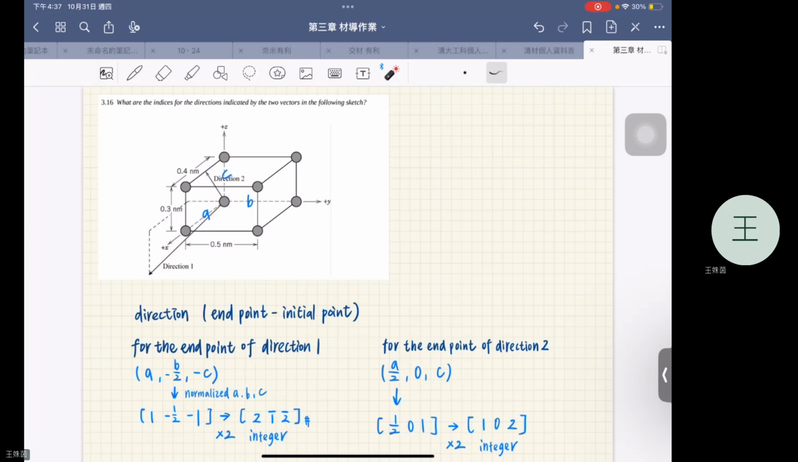Okay. So for direction 2, we also want to know where the endpoint is. It will be here. So it will be 2.5a, 0, and c. We also do the normalization, and we can get 2.5, 0, 1. Then we want to make it into integer form, so we multiply by 2 to get the final answer, 5 0 2.